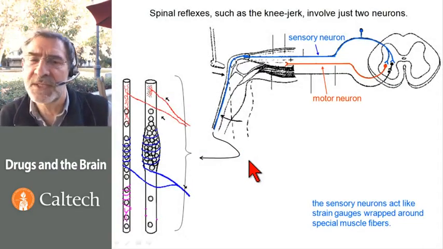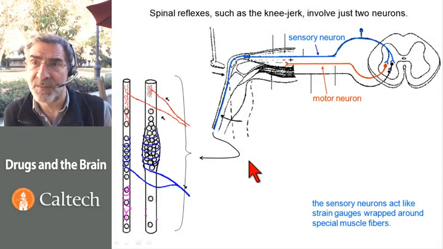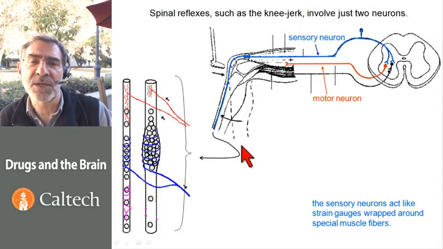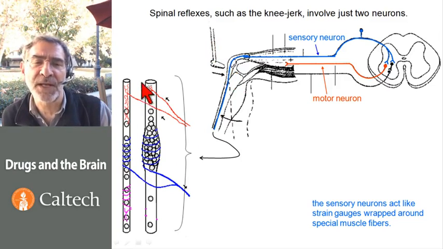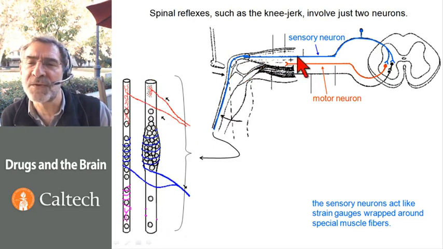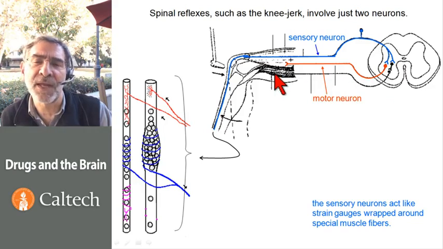Spinal reflexes, for instance, the knee-jerk, are a bit simpler. They involve just two neurons. And so here is the physician's hammer stretching the tendon, and that signal comes from a special kind of muscle fiber. The spindle goes into the central nervous system, into the spinal cord through the dorsal root ganglion, synapses onto motor neurons. Those motor neurons come right out and contract the muscle and make the leg jerk up.